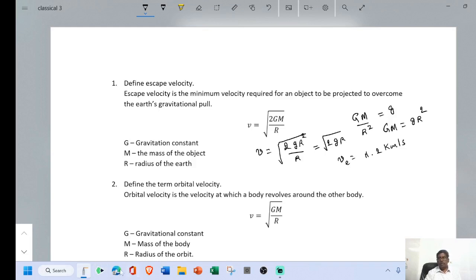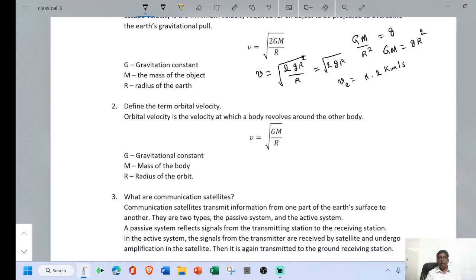Then the second question is: define orbital velocity. Orbital velocity is the velocity at which a body revolves around the other body. And the orbital velocity v equal to root of GM divided by R. G is the gravitational constant, this is capital G. Capital M is the mass of the body, R is the radius of the orbit.